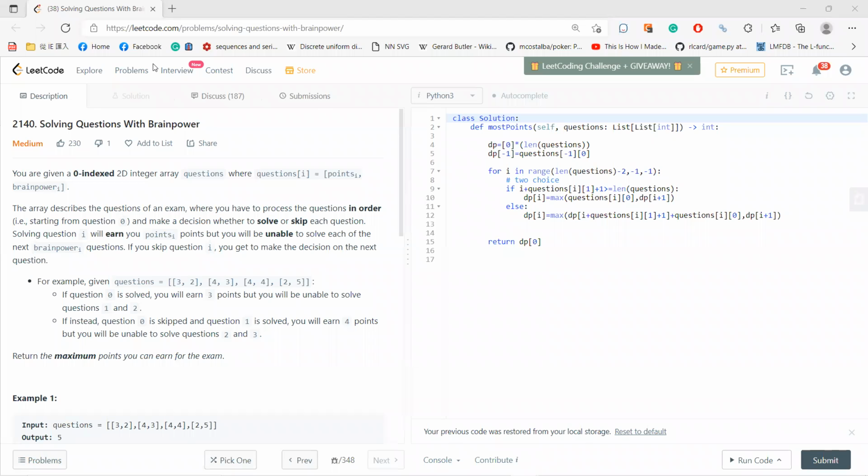Hey, what's up, guys? So let's solve this 2140 question, Solving Questions With Brainpower. This problem has a strong DP flavor and it's not difficult.